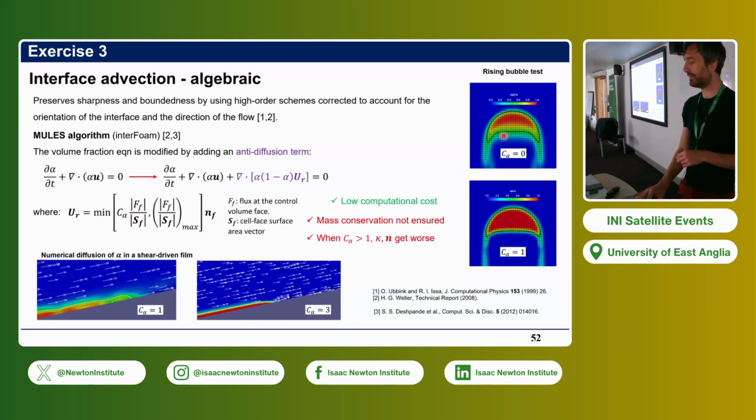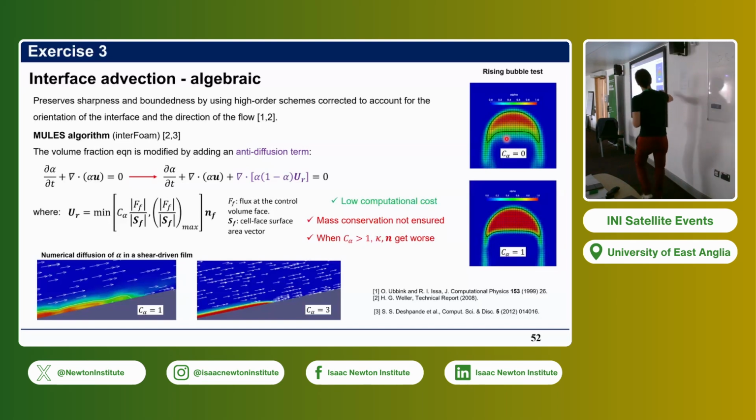So top right here, you see a rising bubble in a pool of liquid, and with no anti-diffusion term, you see that the alpha 0.5 line, which is the black line, is still there, but you have all this diffusion of alpha around it. So this is without the anti-diffusion term. With the anti-diffusion term, the situation gets much better. Also refining the mesh, the situation gets much better.